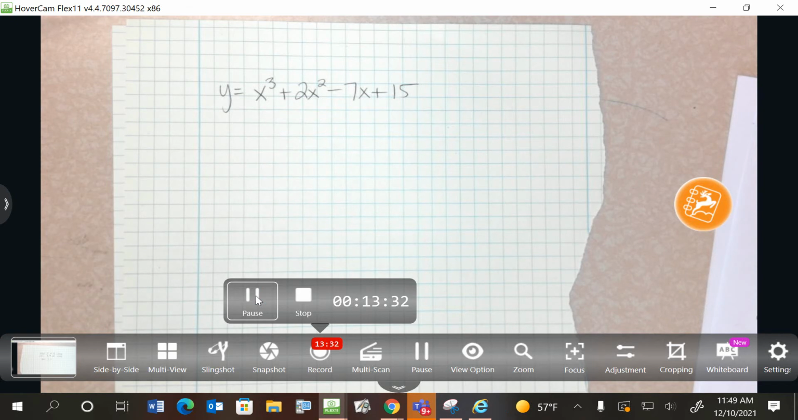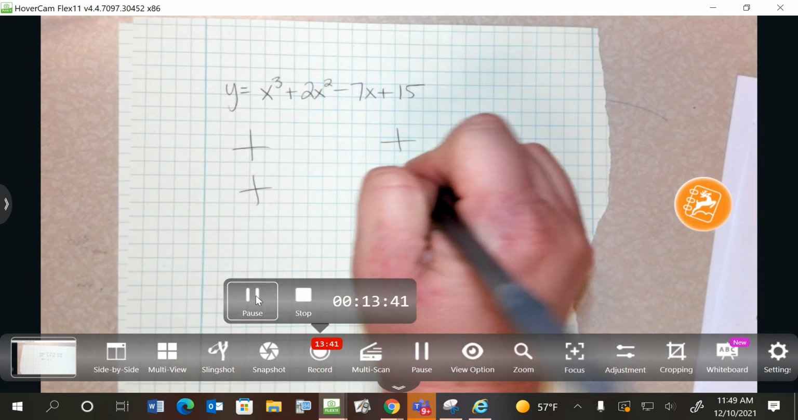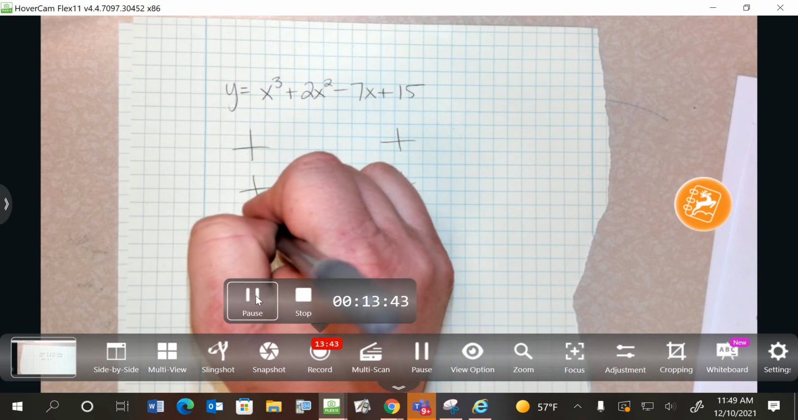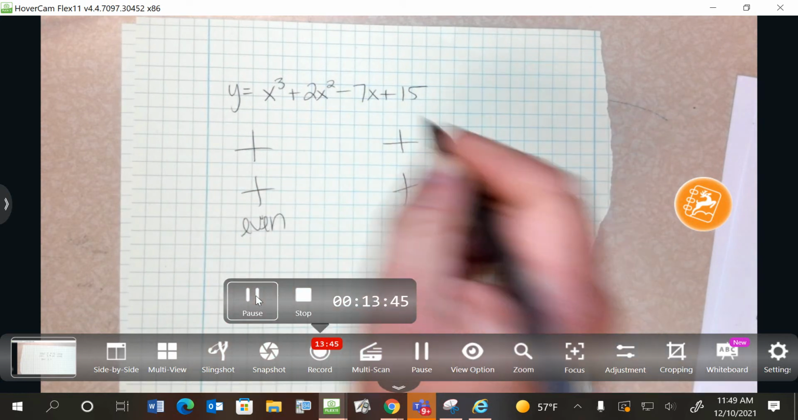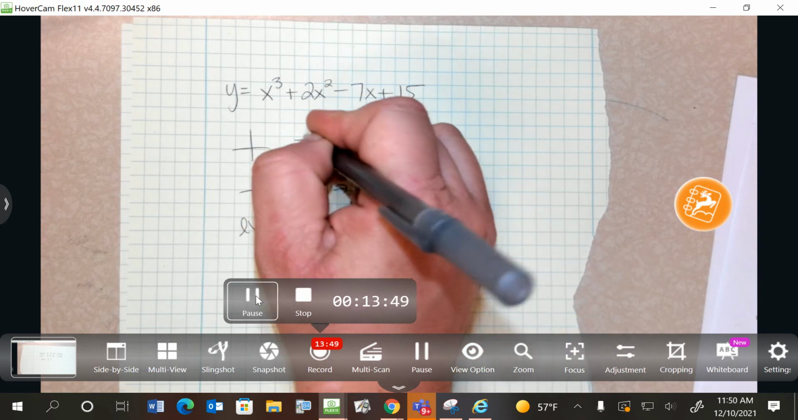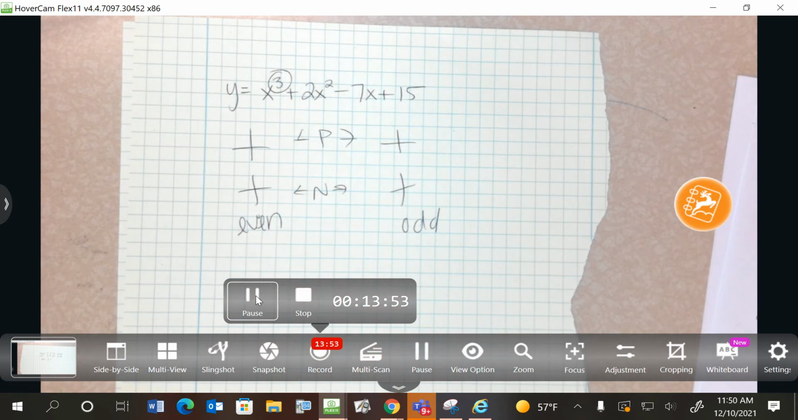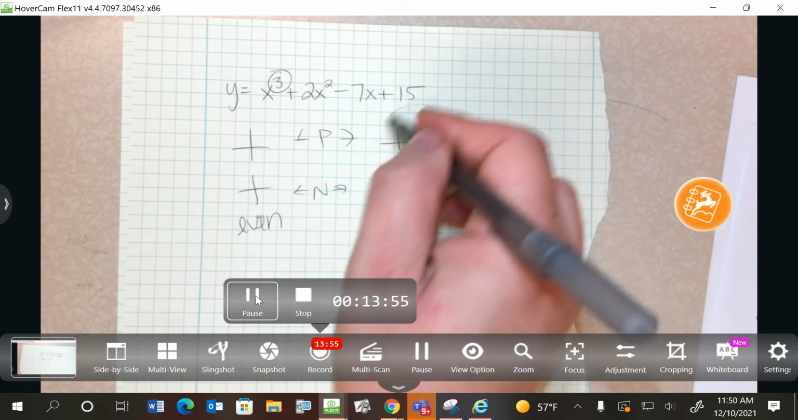When you're asked to identify the end behavior, one option is to plug it into the graphing calculator or into Desmos and see what it looks like. The other option, much quicker, is if you've memorized this: this represents even, this represents odd. Positives are on top and negatives are down below. What am I talking about? So I'm looking for the degree. The degree is an odd number, so I'm only going to look at these options.